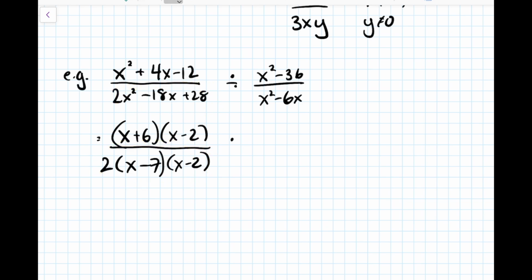And then on the right side, the top is a difference of squares, so that's going to factor to x plus 6 times x minus 6. And on the bottom, we can take out a common factor of x, which is also going to leave me with x minus 6.